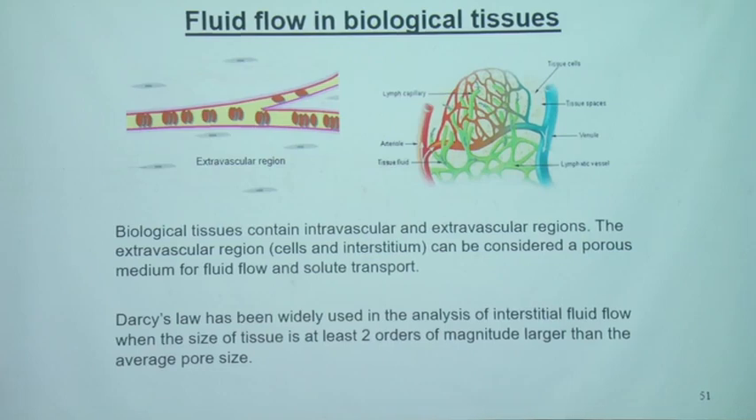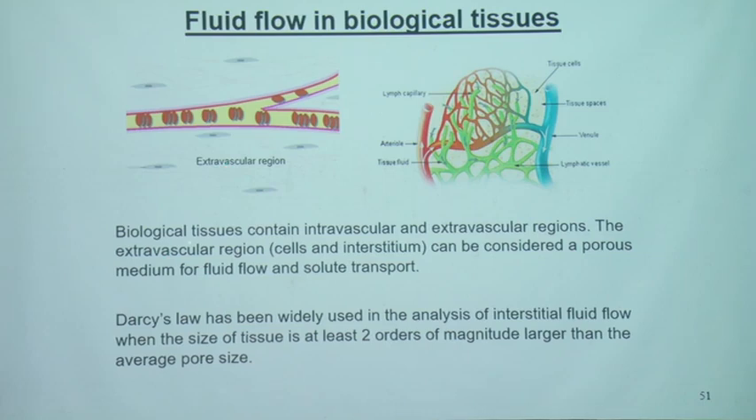Right. So talking about the mass transfer, we have mass transfer of species within the blood in the system, but also mass transfer from the blood through the endothelial cells, because blood vessel walls are permeable to some of the proteins and oxygen. And so we need to consider flow through tissues. Most biological tissues contain intravascular and extravascular regions. So these are the intravascular regions, inside blood vessels, and extravascular regions.